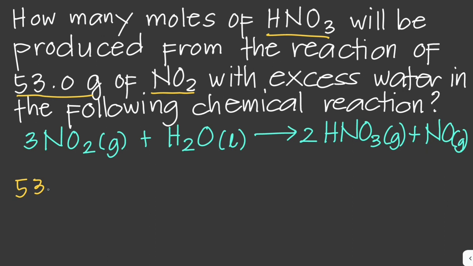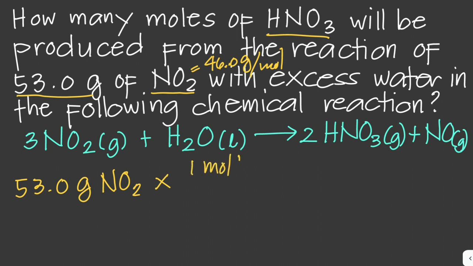So 53.0 grams of nitrogen dioxide, multiplied by, okay, so we need the molar mass of NO2. So NO2 is 46.0 grams per mole. So this is 1 mole of NO2 over 46.0 grams of NO2.